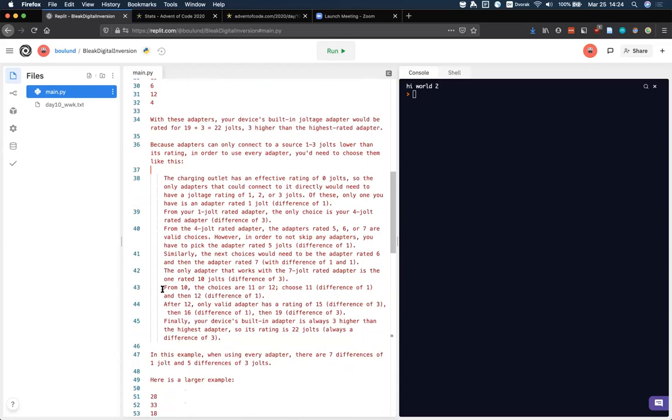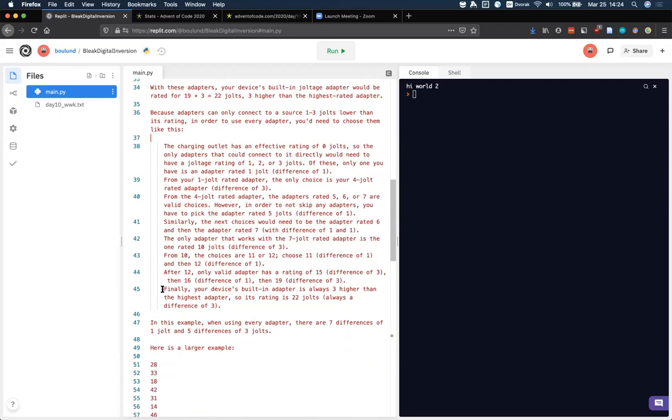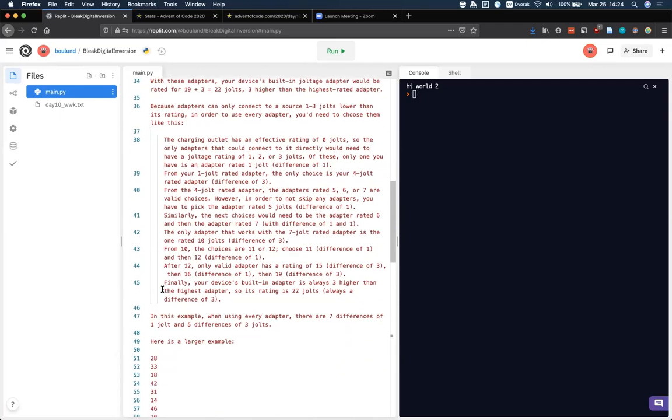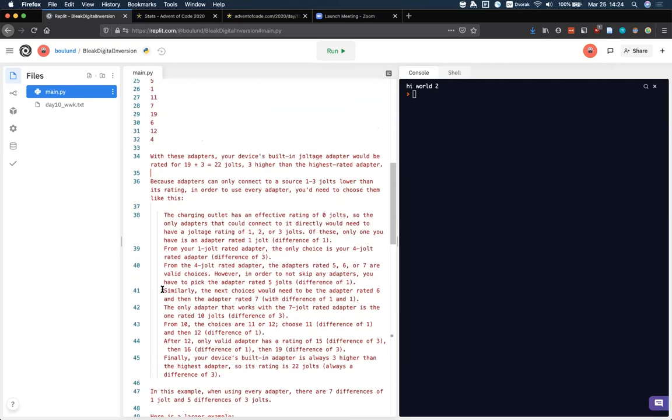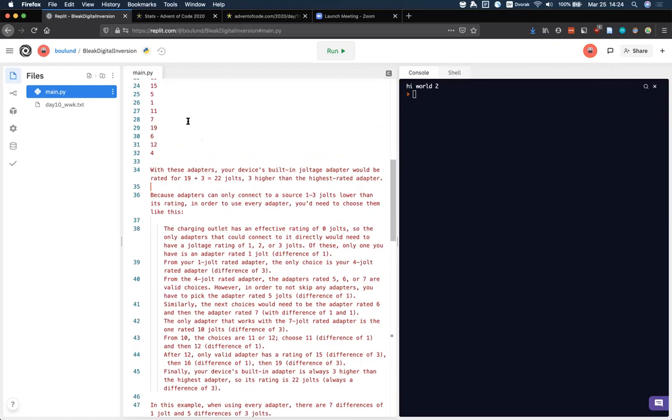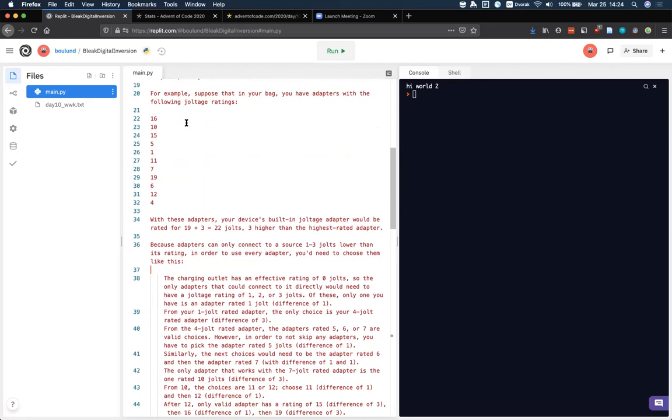So Fredrik, does that make sense to you? Yeah, I guess so. I guess the maximum number in that list would be the jolt rating, right? Plus 3. Yeah, the maximum is there, but I think you have to make sure that all the numbers are between 1 and 3 away from each other. If there's a difference of 4 between any 2 numbers, then I think you have to stop at that point.